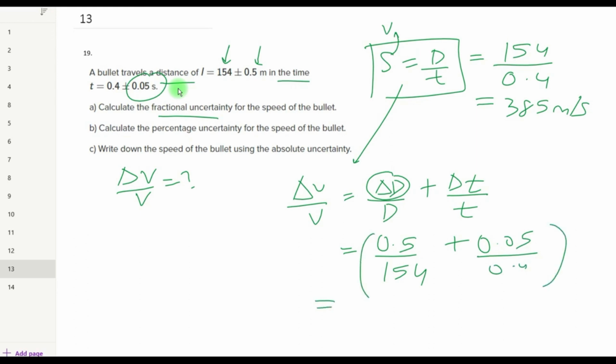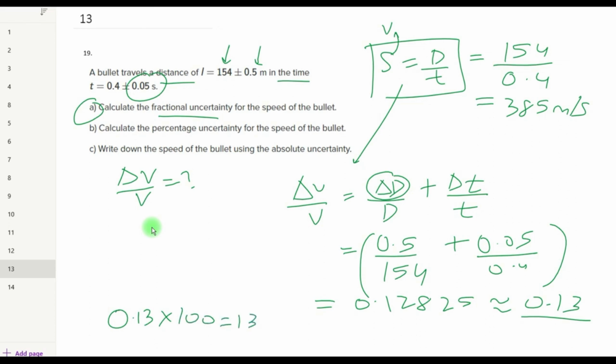If we solve for this, we will get 0.12825, and we can approximate this to 0.13. So this is the fractional uncertainty, or the answer to part A. Part B states we have to find the percentage uncertainty. Percentage uncertainty is nothing but the fractional uncertainty multiplied by 100.